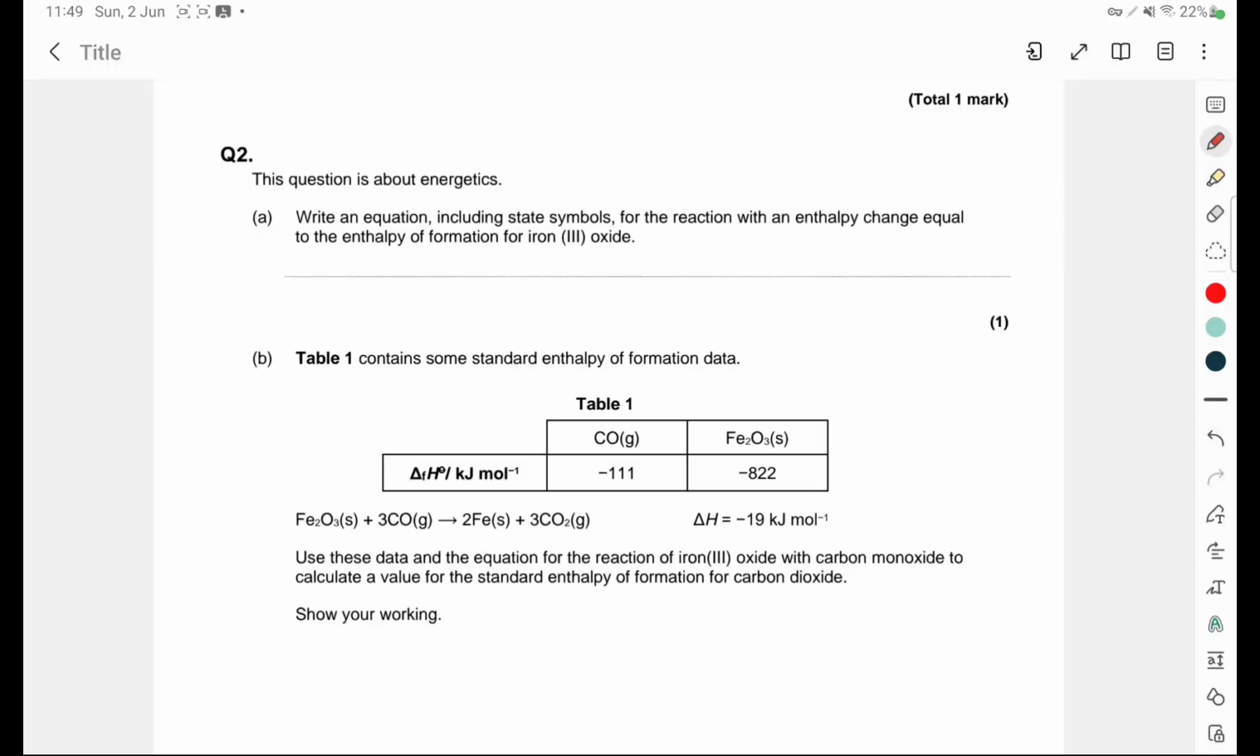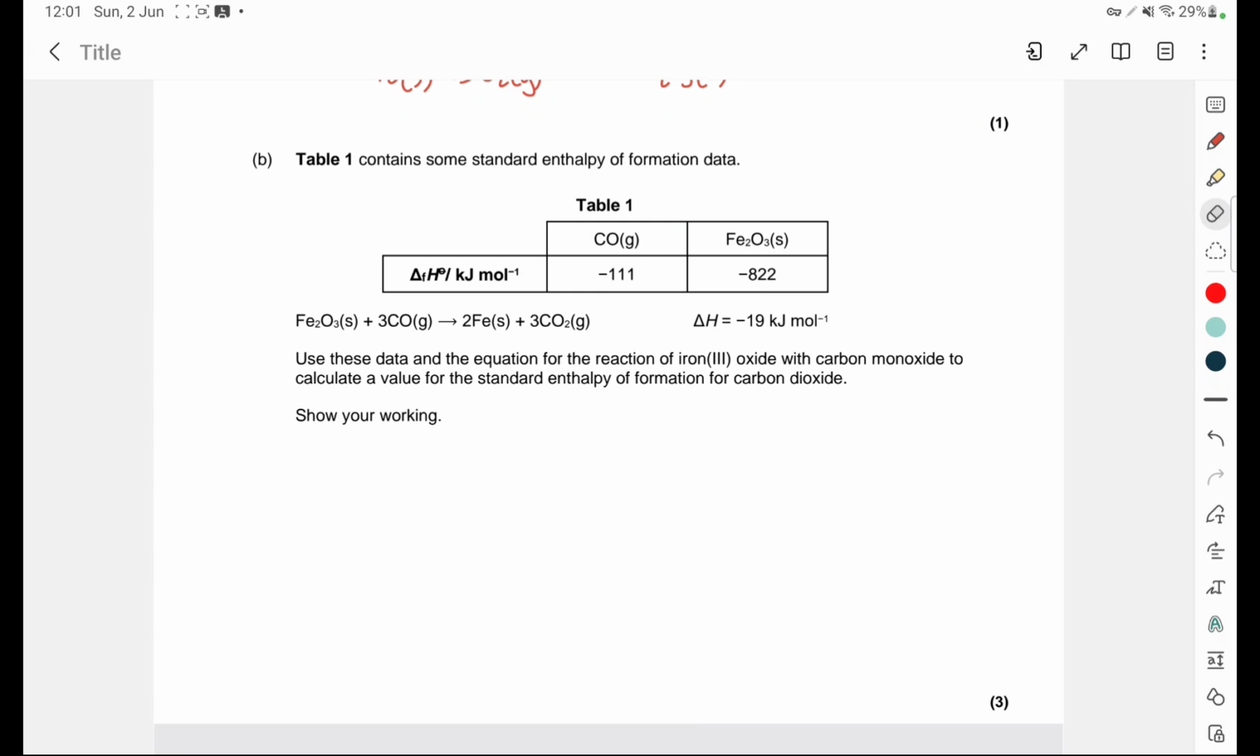2a wants you to write the equation for the formation of iron 3 oxide. We've already defined the enthalpy of formation as the enthalpy change when 1 mole of a compound is formed from its elements, with everything being in their standard states or standard conditions. So we start off with iron and oxygen, and the iron, which has to be a solid, and the oxygen, which has to be a gas, going to form iron oxide as a solid. We then balance it by putting a 2 here and a 3 here, and therefore need a 4 here.